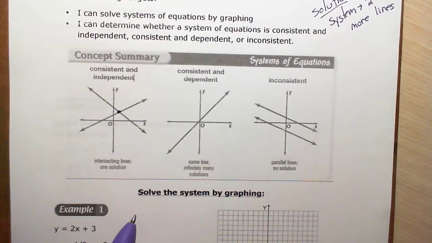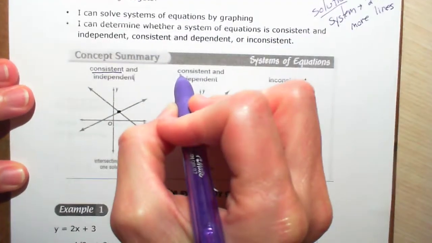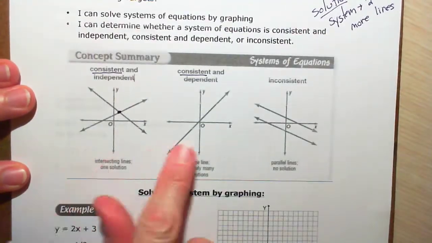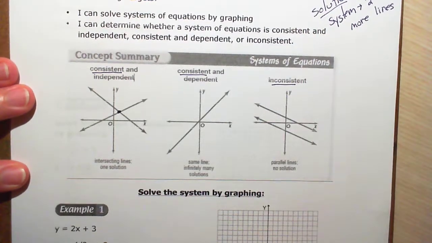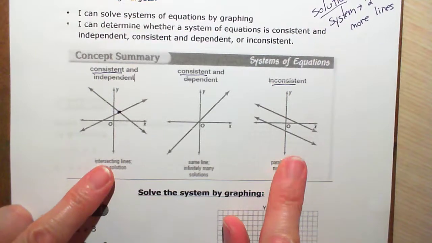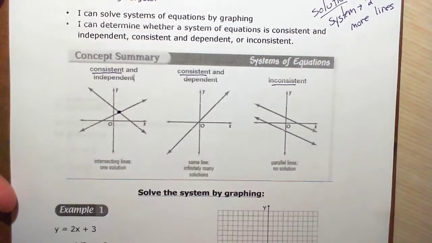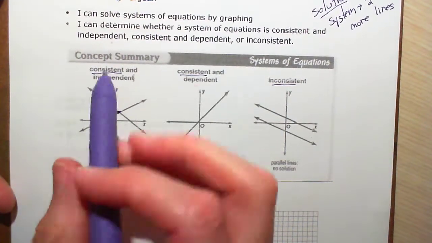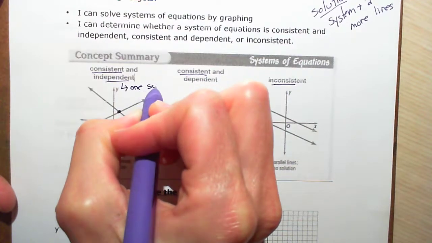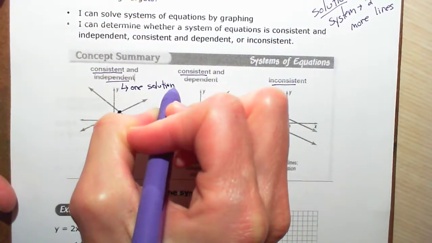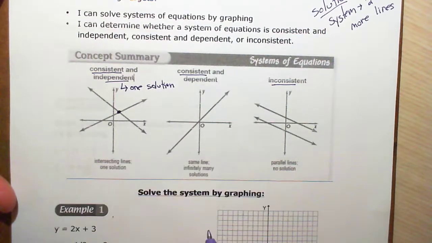If you have a solution, you describe the system as consistent. You can see these first two we say are consistent, and this last one we say is inconsistent. I'm going to talk about 1 and 3 first. This one clearly has an intersection point, so we say it's consistent and independent. Independent means one solution. That kind of makes sense: if you're independent, you do things alone.